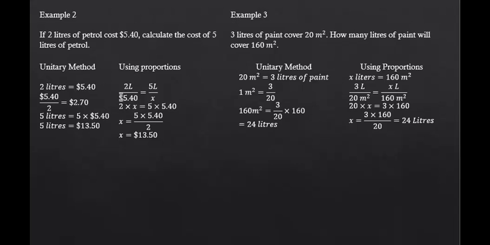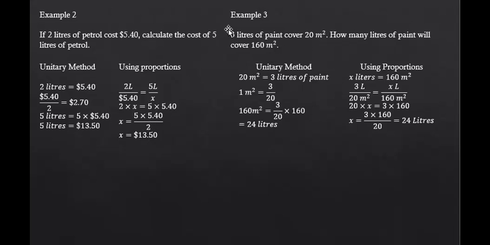When we use proportions, we have 2 liters over $5.40 is equal to 5 liters over X. So we use X to represent the unknown amount. So we cross multiply. So we end up with 2 liters multiplied by X is equal to 5 multiplied by 5.40. And you divide that by 2. So you get $13.50. Any questions?